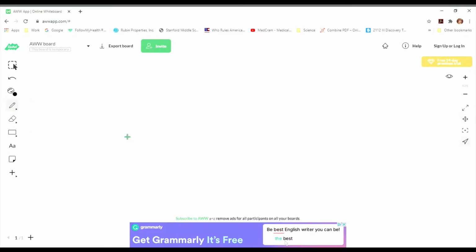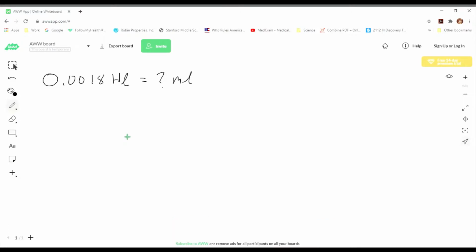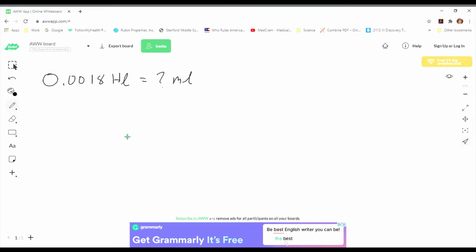Okay. And this is in the multi-step video example because, let's see, I'll put it again here. Hectoliters. How many milliliters is that? Because actually this works best if you actually do this in 2 steps.